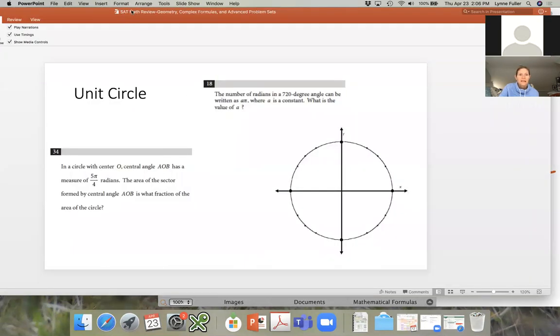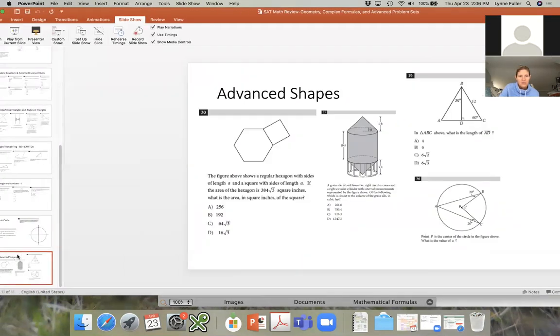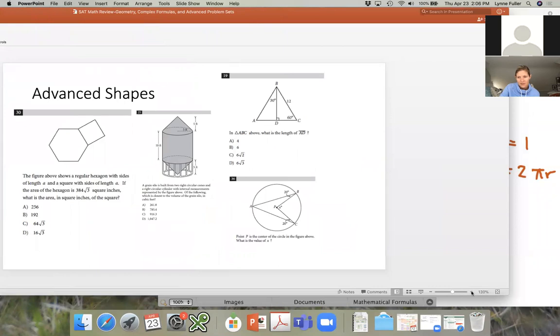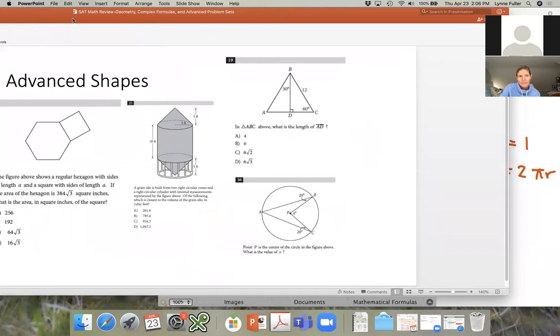So they can take a concept of unit circle, which is quite confusing and really sort of scary looking, and make it, it's actually not as bad as we thought.